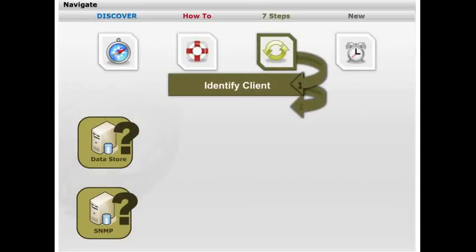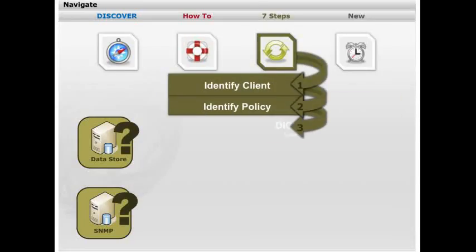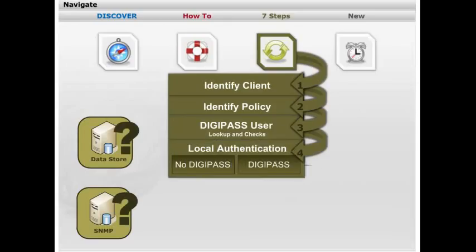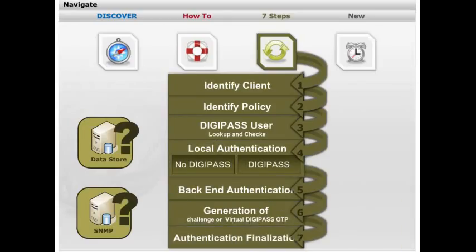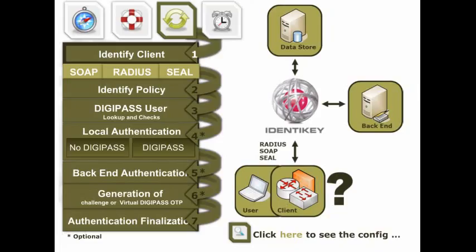The exact authentication process used by Identikey server depends on settings in the policy and DigiPass user account. This diagram shows the basic process when authenticating a DigiPass user login. A client record must exist in the data store for any client application sending an authentication. The application making an authentication request will be identified using the client type and client location.